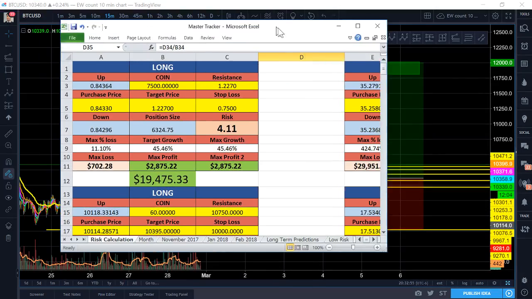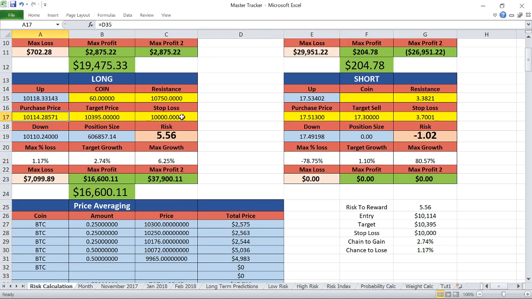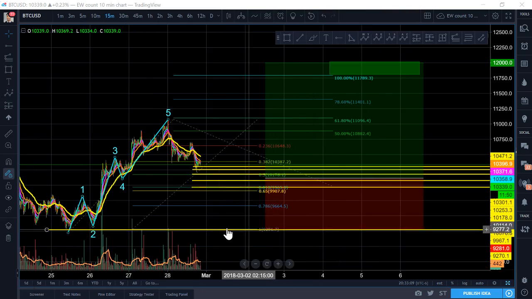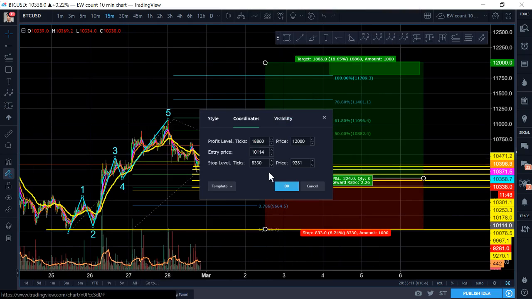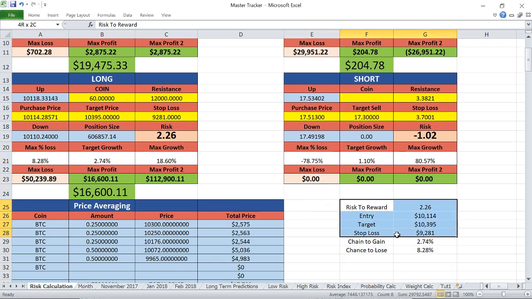So now I'm going to go back to my spreadsheet here. Okay, so this automatically populates. This is my total averaging price, right? Which ends up going to here. Now my target price is about $12,000. My stop loss is at 9,281, I believe, right? 9,281. So then I see my risk to reward right here of 2.26, which also auto-populates this entire field for me as well, which I'm going to drag and drop to you guys on the other screen there.